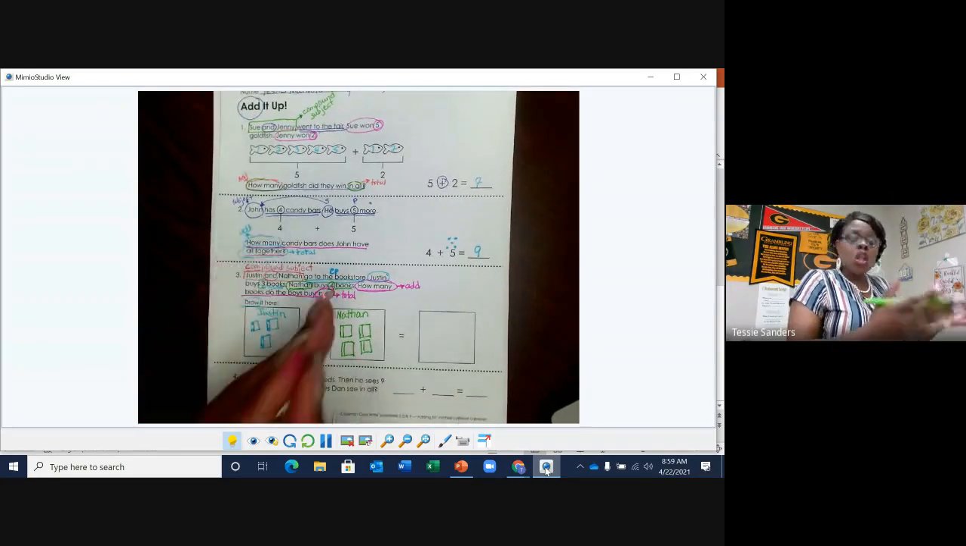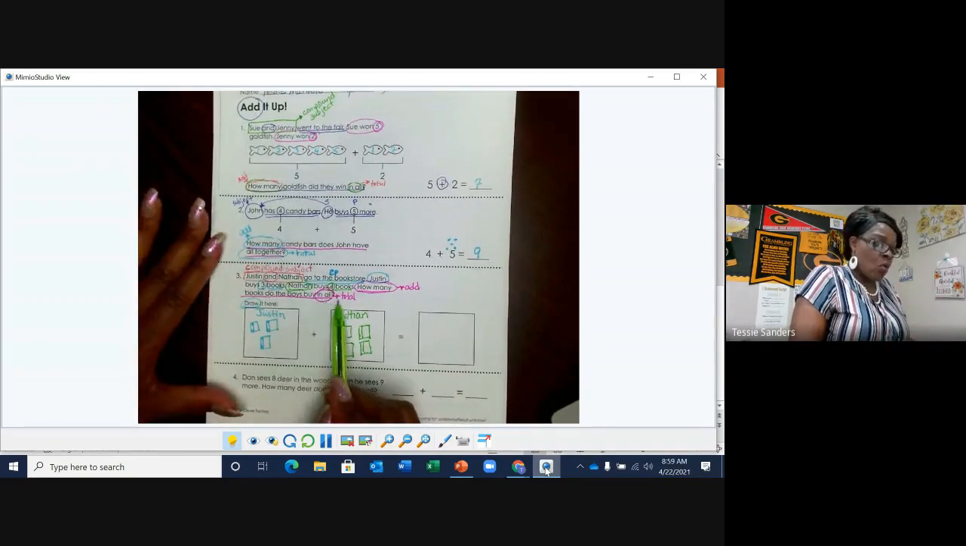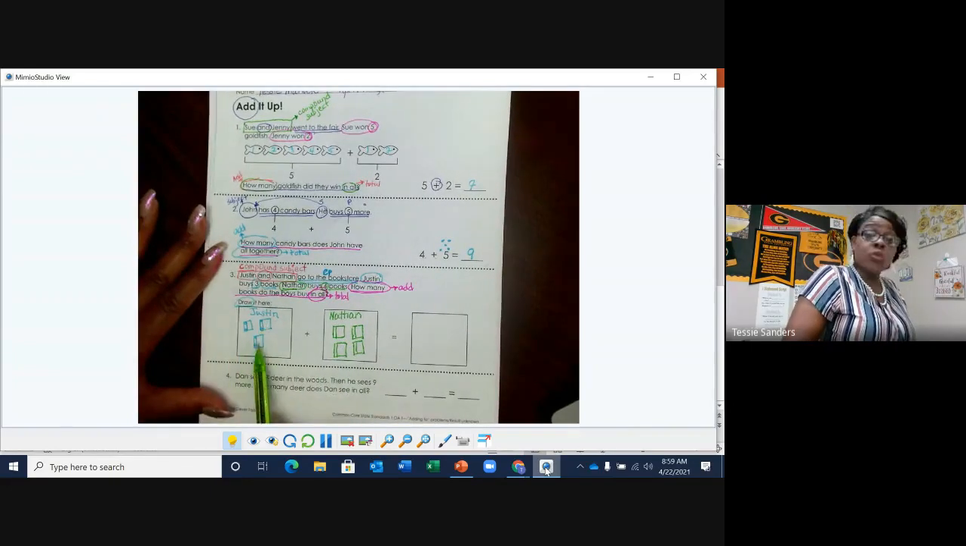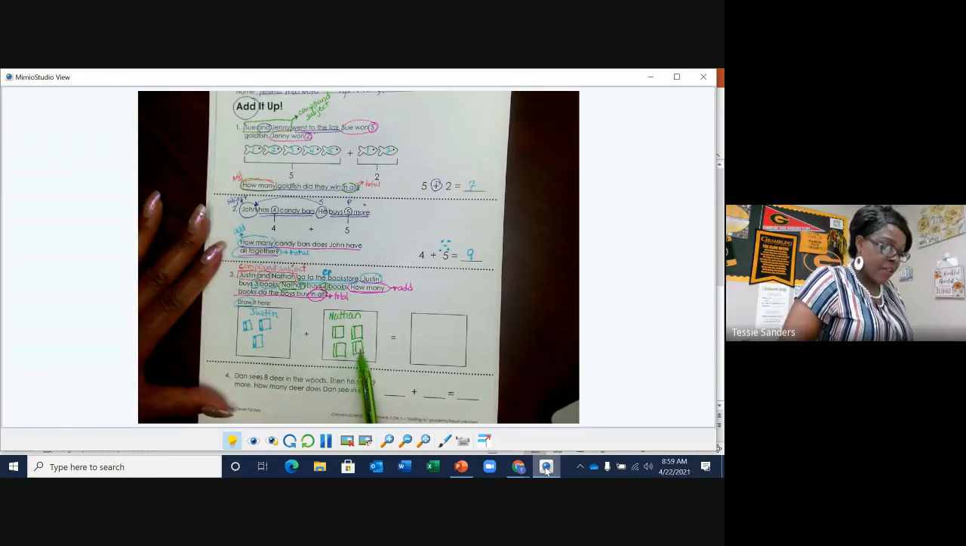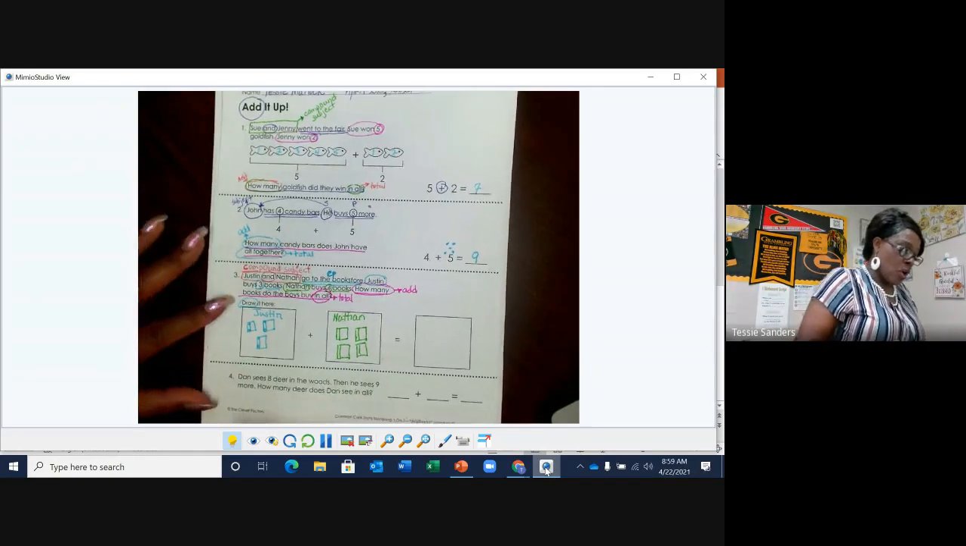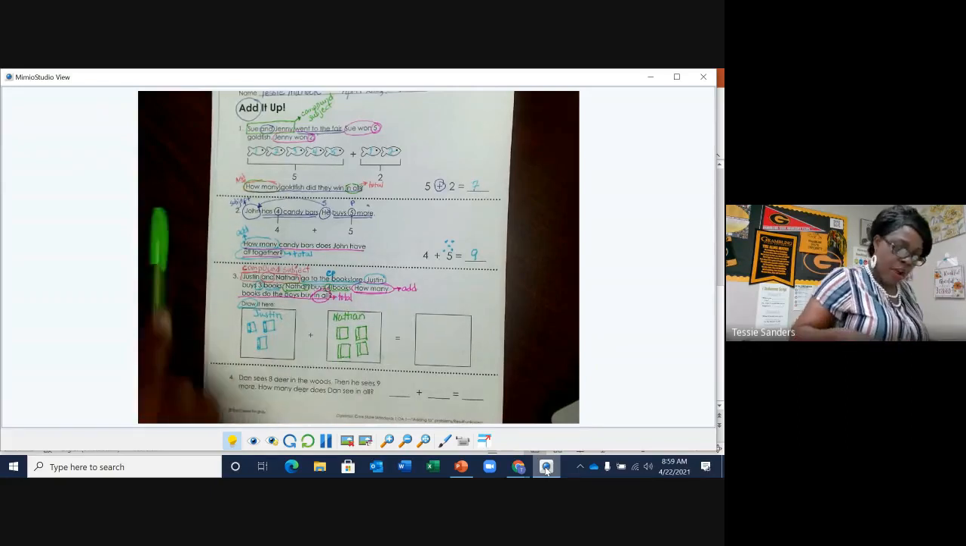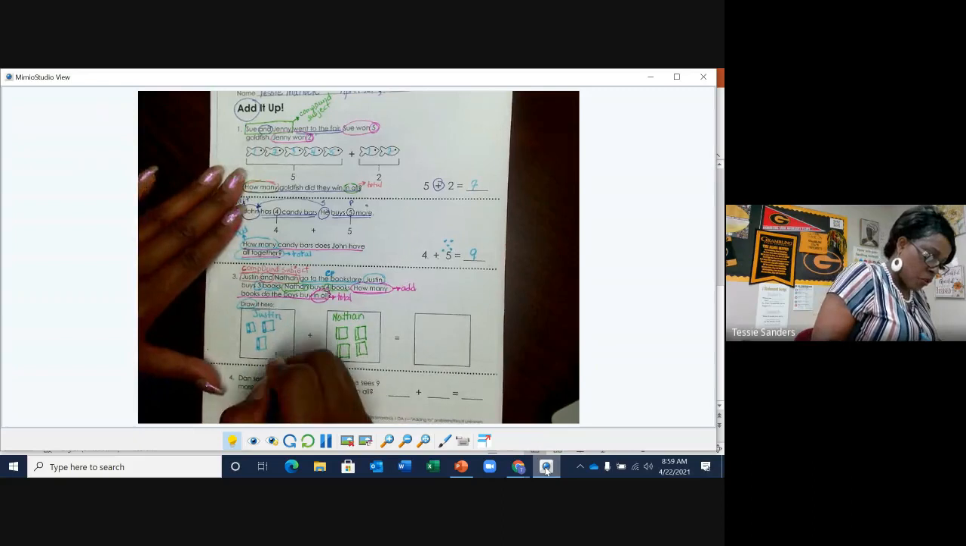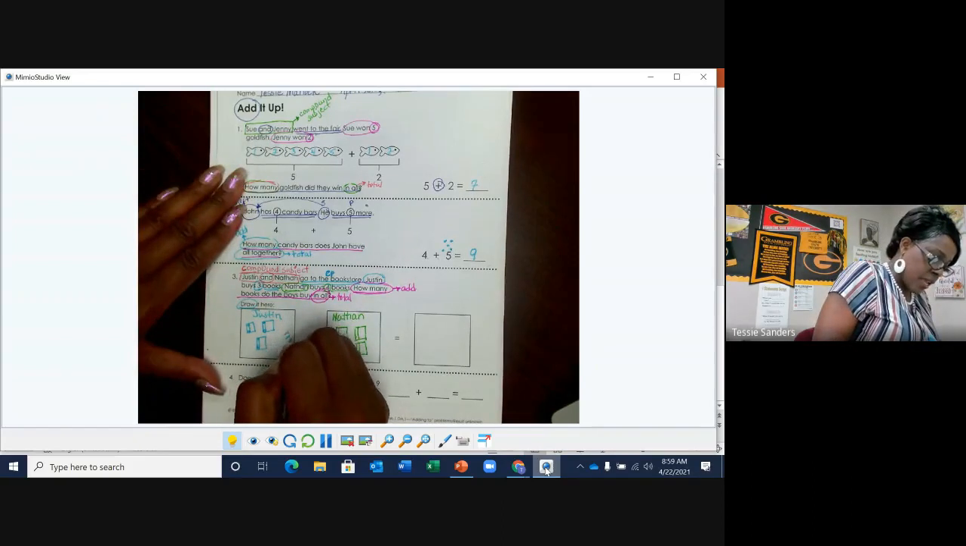Add it all up. What is the total? Count. 1, 2, 3, 4, 5, 6, 7. So write your number. Justin bought 3 books, so we will write 3 here.